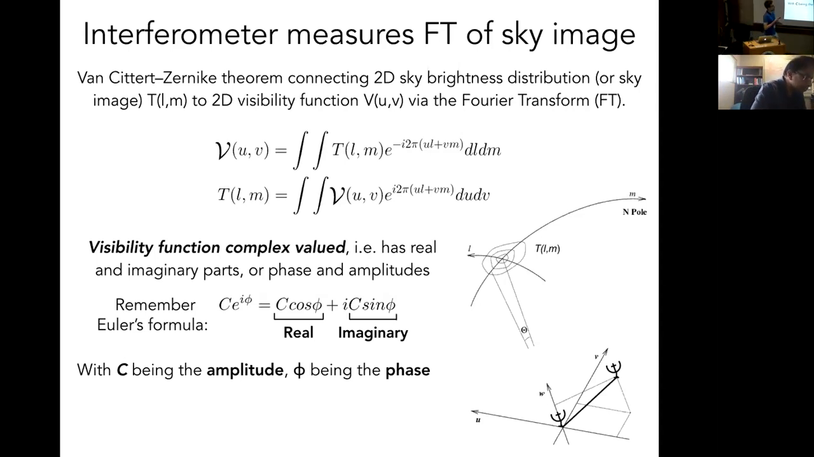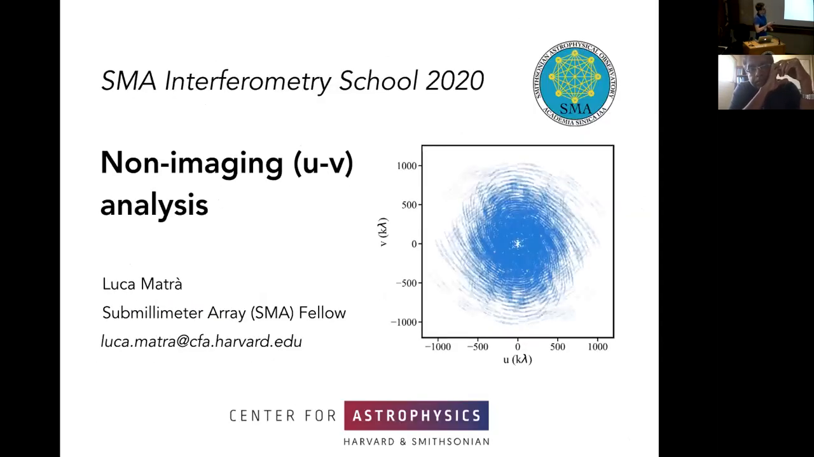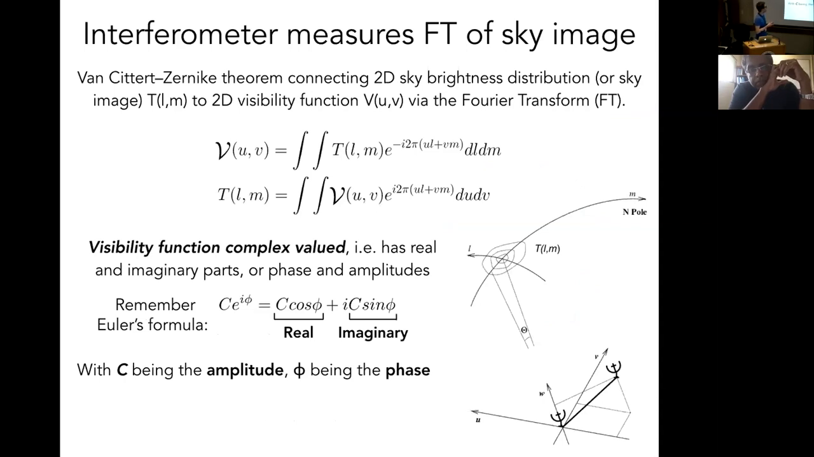So this basically is a complex representation, because the visibility function is a complex function. So it has a real and imaginary part, or equivalently, an amplitude and a phase in this Euler representation, where C is the amplitude, phi is the phase, and the real and imaginary parts are C cos phi and C sin phi. Okay, so at any time you have the real part of the visibility function, and you're going to have an imaginary part of the visibility function in this UV plane.